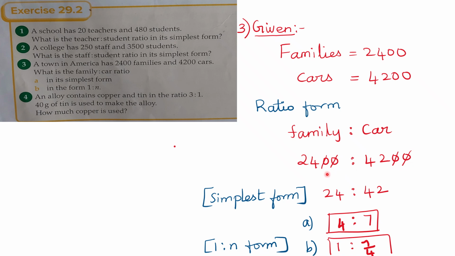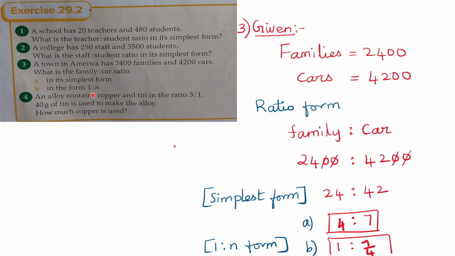The first step, the 2 zeros get cancelled. What is remaining? 24 is to 42. We can simplify these two numbers, right? Both go by the 6 table. 6 fours are 24, 6 sevens are 42. So the answer is 4 is to 7.